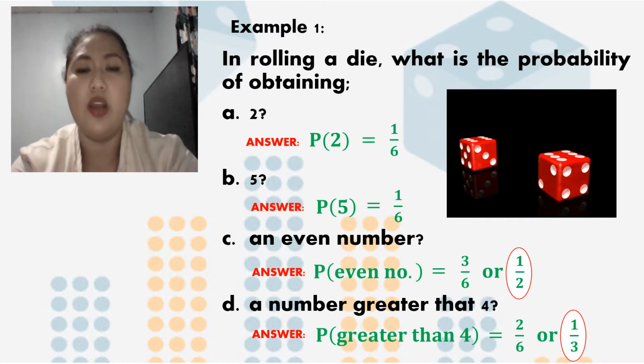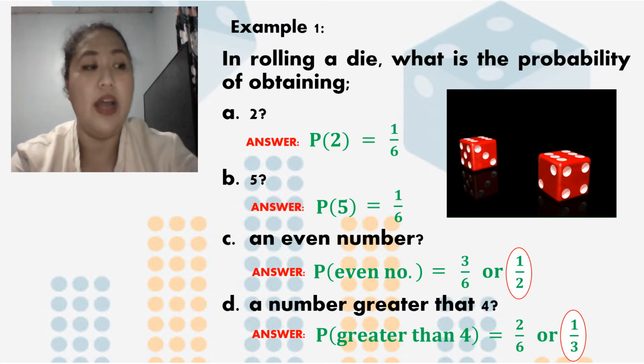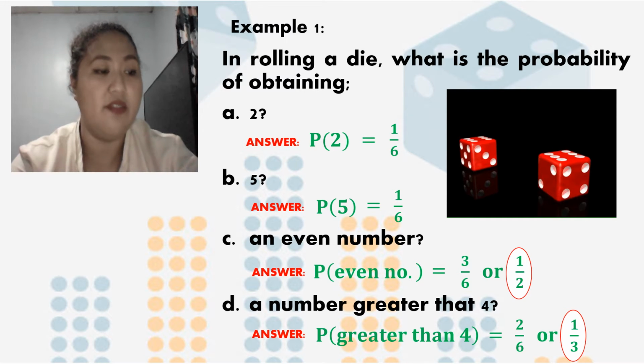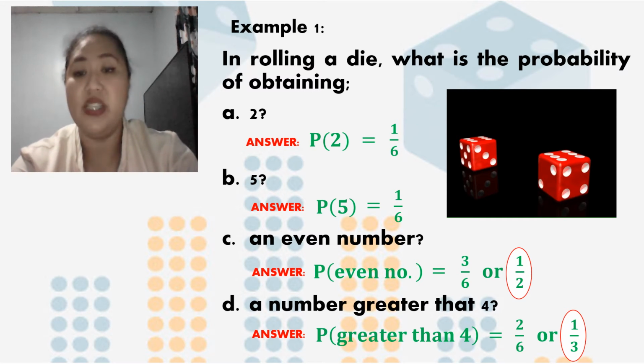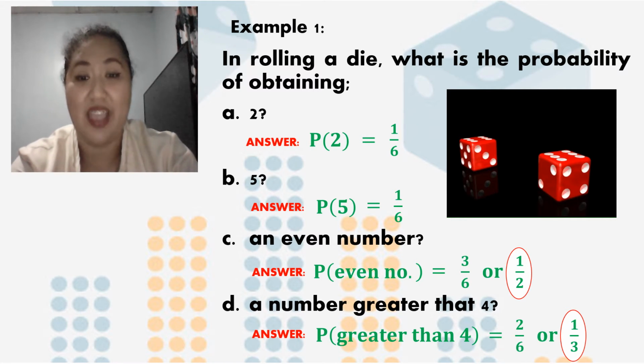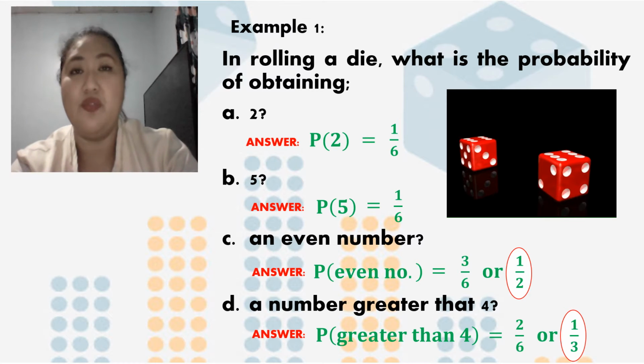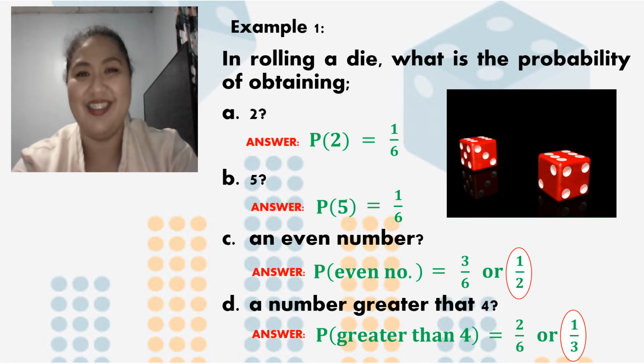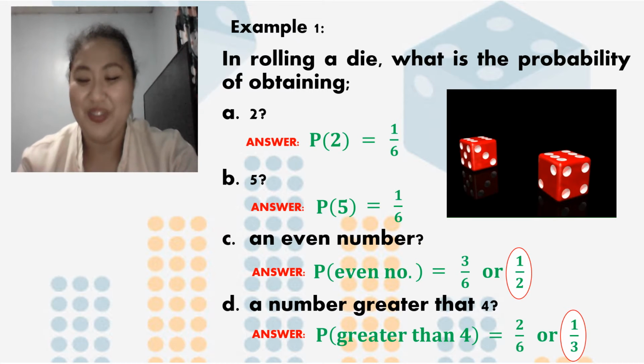So, sa letter A, yung 1/6, pwede mo yan i-express sa decimal. So, sa calculator ninyo, pwede yung 1 divided by 6. We have 0.16 or in percent, 16%. Okay? So, madali lang yan sa letter C, yung 1/2, that is 0.5 or 50%. Sa letter D naman, 2/6, final answer is 1/3, that is 0.33 or 33%. Okay? Easy, right? So, punta na tayo sa example 2.